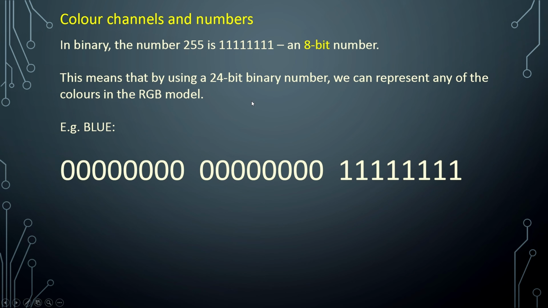Remember again about our binary number then, when we have a 24-bit binary number, we can use that to represent any colours in the RGB model. So for example, for blue, we would have 8 zeros, 8 zeros, 8 ones. Probably wouldn't have the spaces between them, it just makes it easier for us to read them. Because of course they represent 0 in the red channel, 0 in the green channel and 255 in the blue channel.